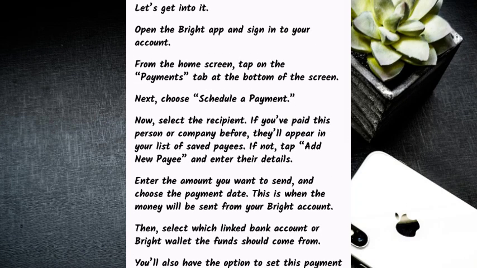And once you're in, from the home screen, you're going to tap on the Payments tab that's at the bottom of the screen. Next, choose Schedule a Payment and now select the recipient. If you've paid this person or company before, they're going to appear on your list of saved payees. If not, you can just tap add new payee and then you're going to enter their details.